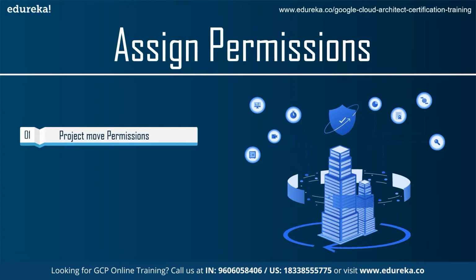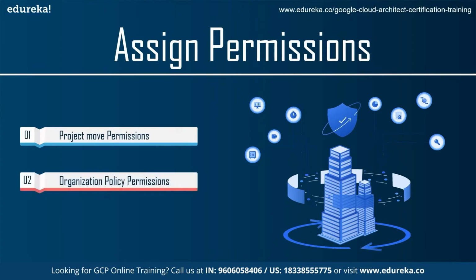If the destination resource is an organization, you need the project creator role or another role that includes the resource manager project create permission. Now the second thing is organization policy permissions. On the source and destination organizations, you must have the organization policy admin role, which grants permission to create and manage organization policies.